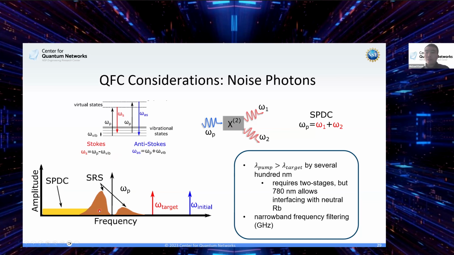So when choosing the pump and the target, we need to make sure that the pump is first of all longer wavelength than the target, and that it is not too close to the target wavelength. So this tells us that converting from 493 to 1283 nanometers requires us to do it in 2 stages. And we conveniently choose the 780 nanometer to allow interfacing with neutral rubidium atom at 780 nanometers.